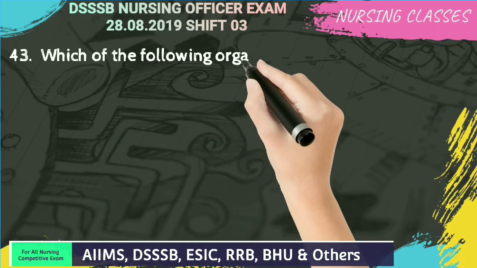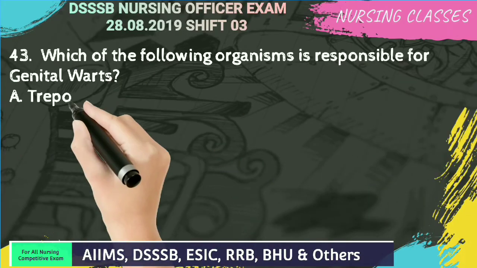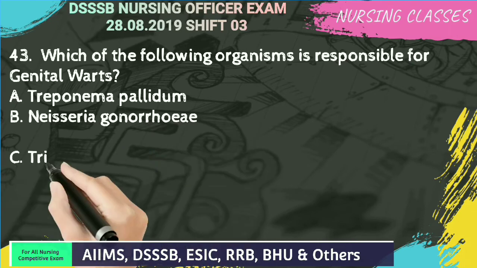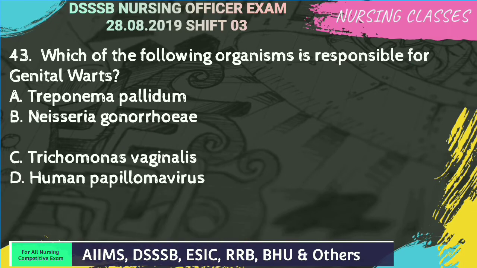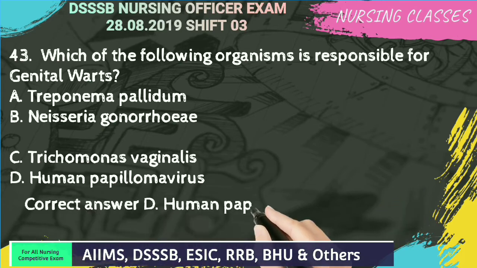43. Which of the following organisms is responsible for genital warts? A. Treponema pallidum. B. Neisseria gonorrhoeae. C. Trichomonas vaginalis. D. Human papillomavirus. Correct answer D. Human papillomavirus.